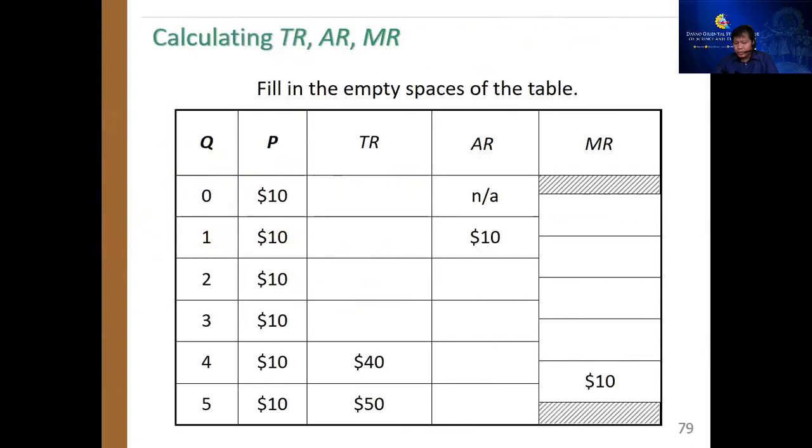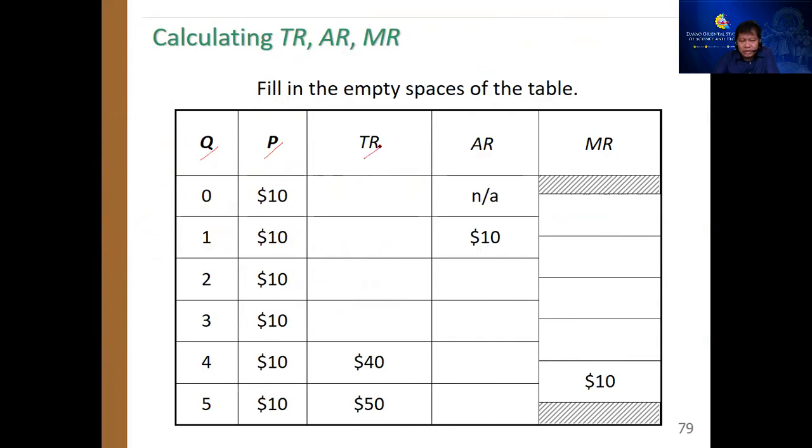Okay, so we have some examples in calculating the total revenue, average revenue, and marginal revenue. In this particular example, we are to fill in the empty spaces of the table. For example, Q is the amount of commodity or the amount of output that is being sold, and P is the price per unit of that output or commodity.